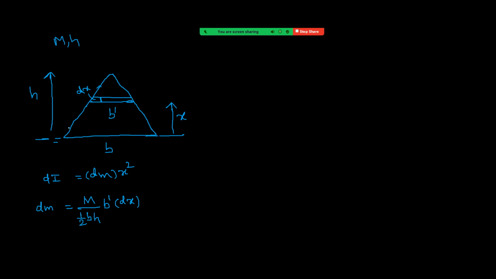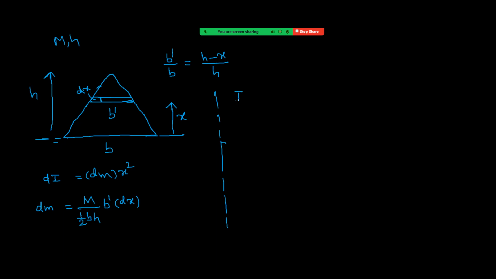From similar triangles, this is a bigger triangle and this is a smaller triangle. In that we can write b dash upon b is equal to h minus x by h. Cross check once: this corresponding height is h minus x. So b dash by b is equal to h minus x by h. That we can use now in this. Now make the calculation.